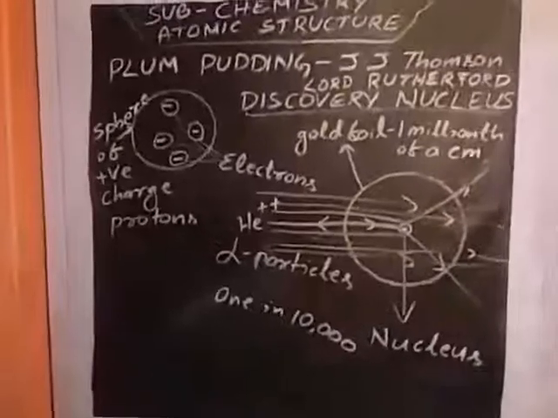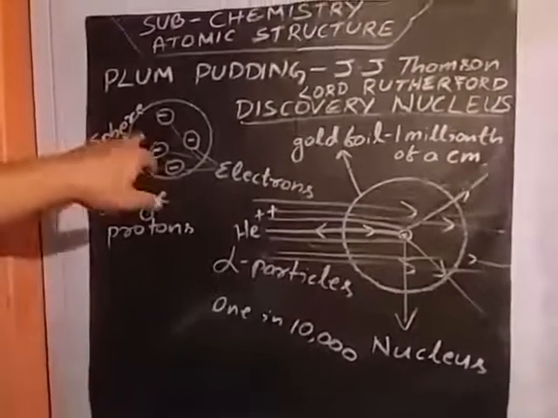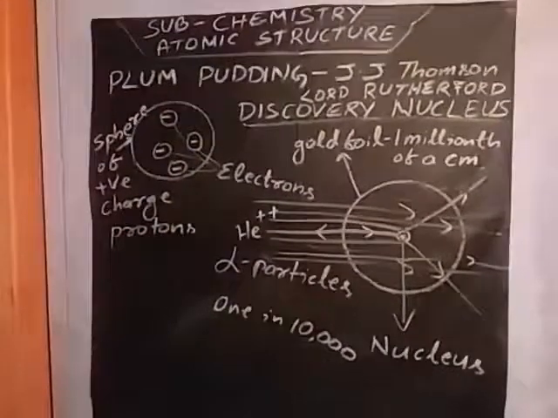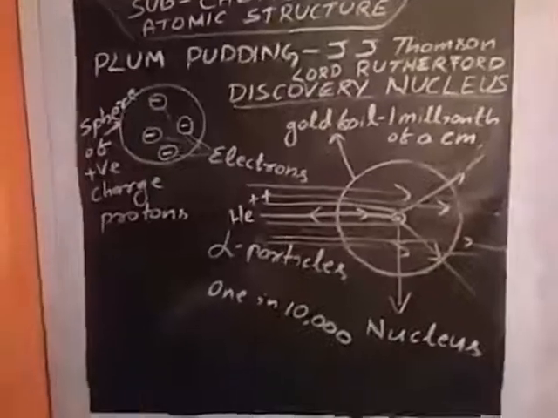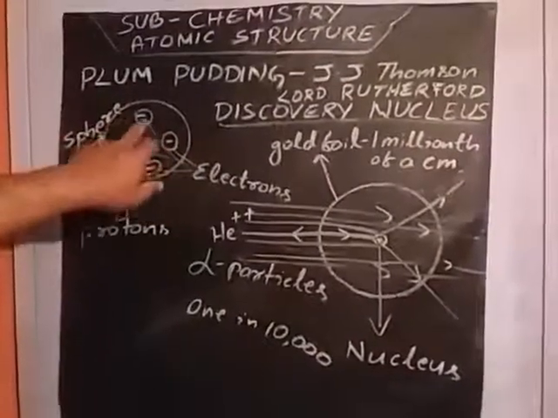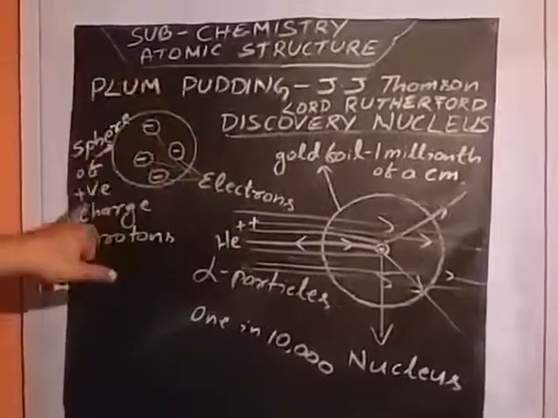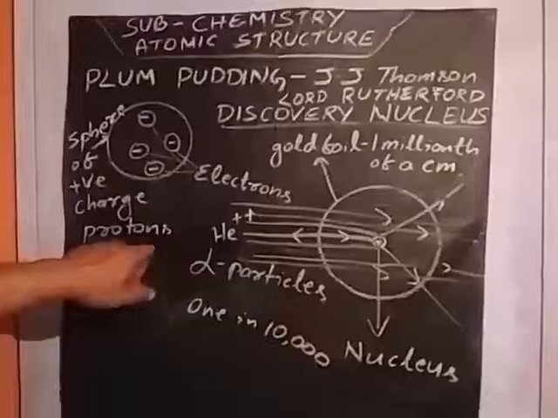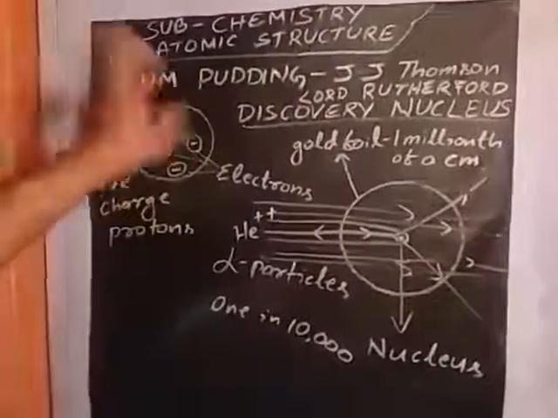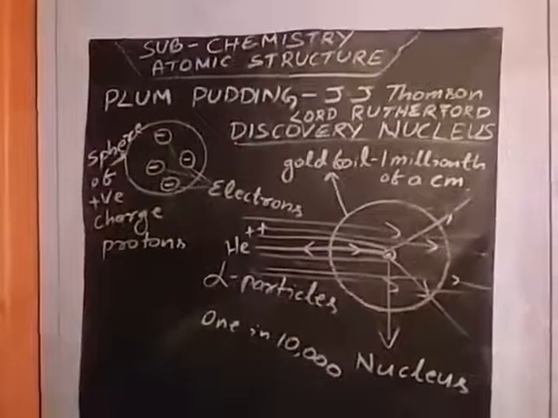Then the plum pudding model by J.J. Thomson. Plum pudding means like a custard apple, pomegranate, or watermelon. If it is a watermelon, the seeds are the electrons, and the sphere, the outer part, is positive charge, that is protons. That is known as the plum pudding model. The electrons are inside, but the protons are outside, or spread throughout.